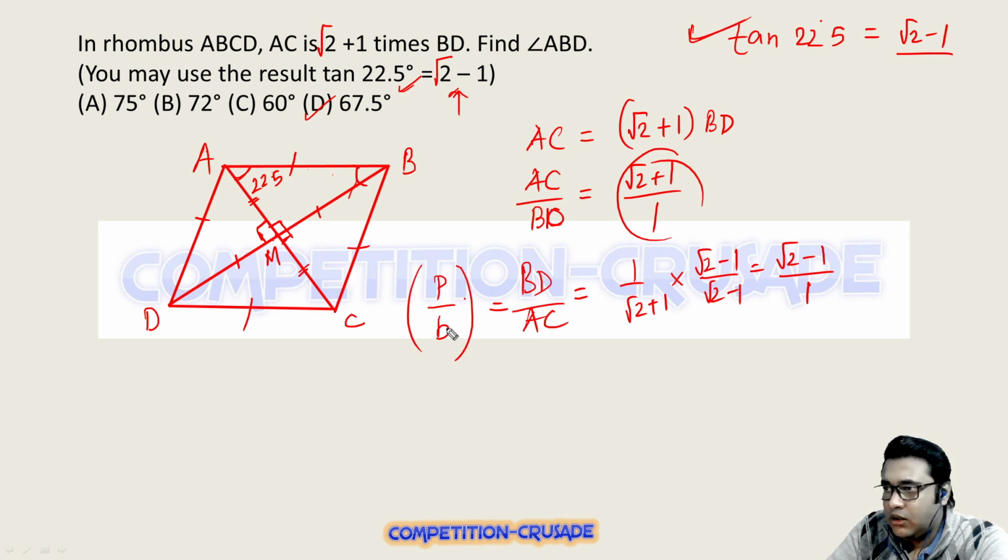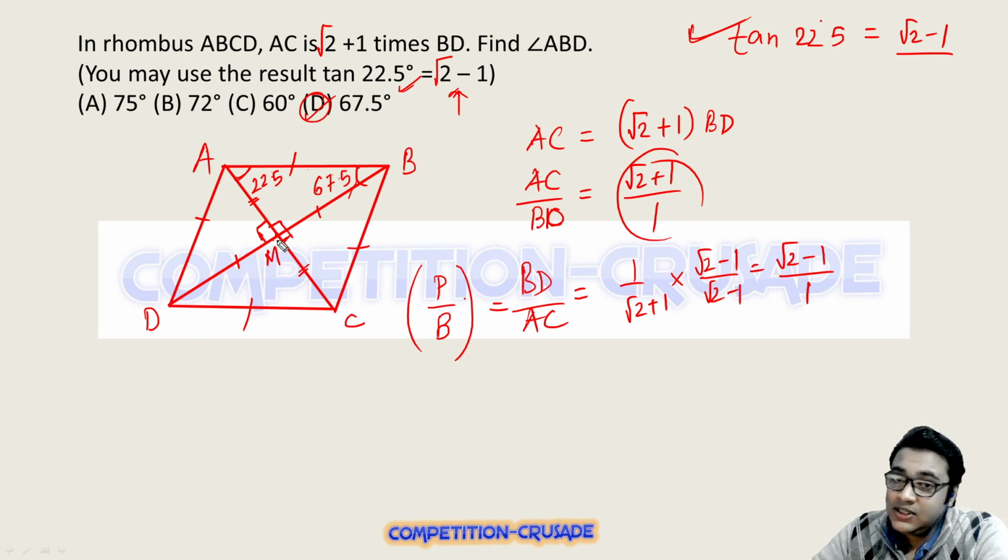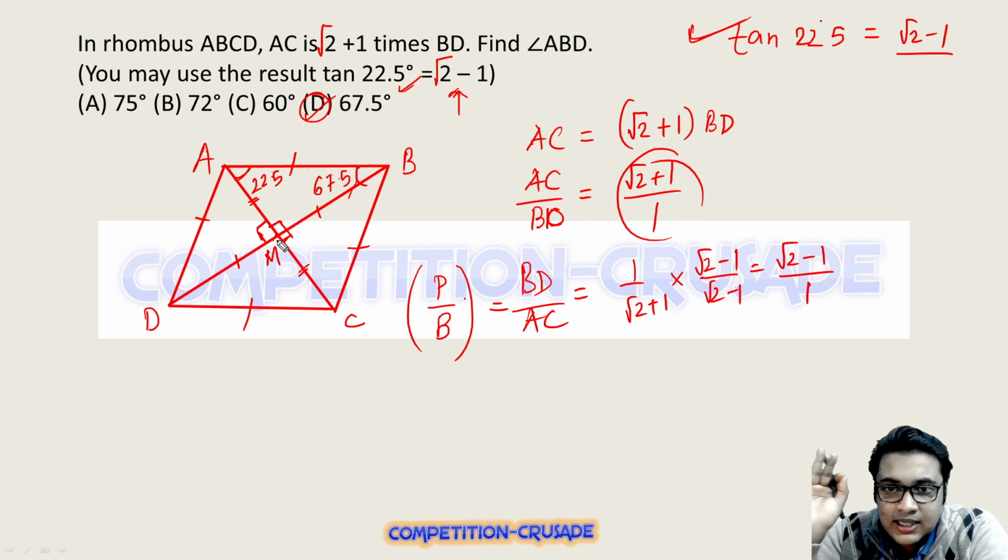Or I should use the uppercase letters, P by B. So if this is 22.5, and this is 90, of course this has to be 67.5. Only then can you make it 90, or the other pair has to become 90. So that is what I said when I said you can straight away mark 67.5, because 67.5's complementary angle is 22.5. So that way it is an easy question, but that is an intelligent guess.